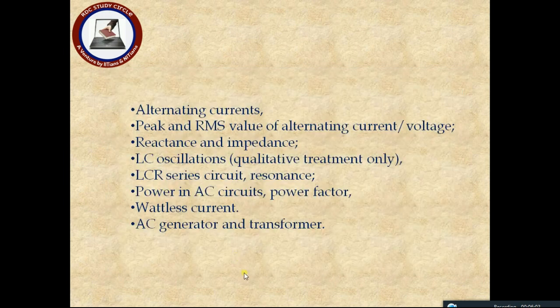In that, the student gets an introduction to alternating currents, peak and RMS value of alternating current and voltage, reactance and impedance, LC oscillations, LCR series circuits, resonance, power in AC circuits, power factor, wattless current, AC generators and transformers.